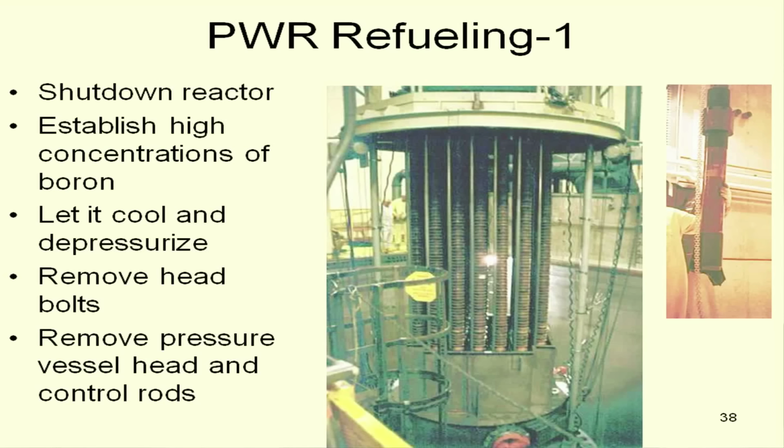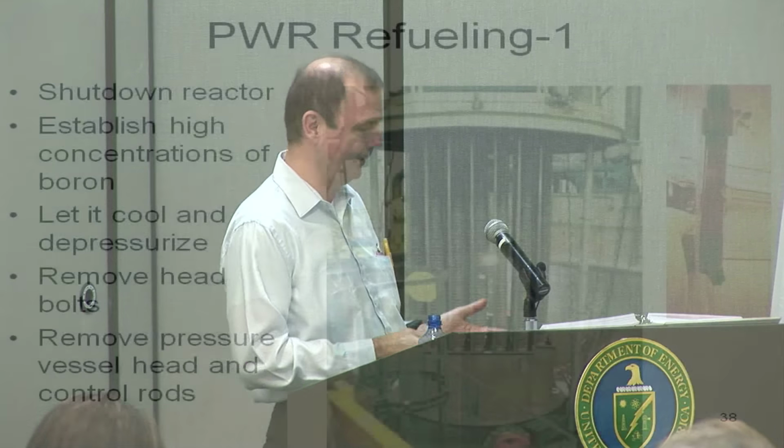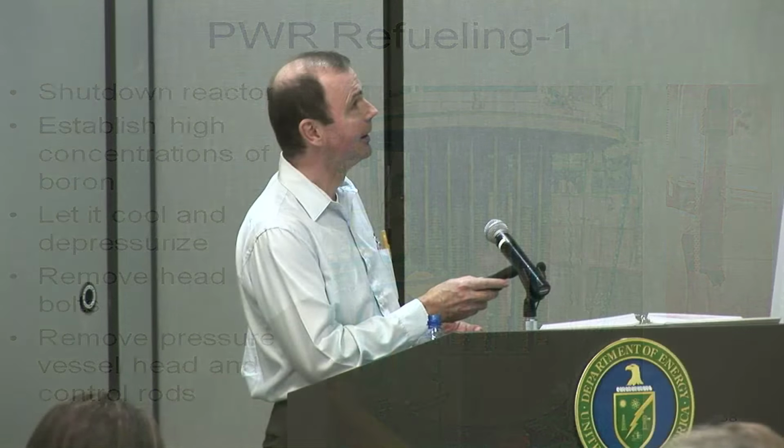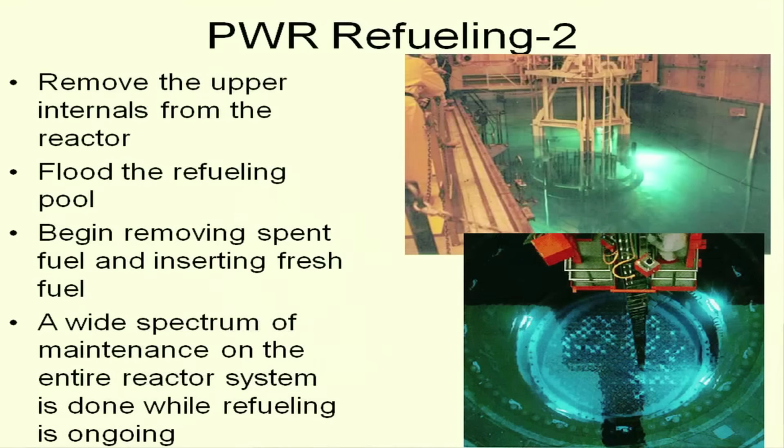A little bit about refueling. You do some pretty obvious things, like you shut down the reactor, let it cool off some, and then get it below boiling, and then lower the pressure to atmospheric. You put high concentrations of boron in the water to make sure you don't have a criticality issue. You remove the head bolts, and then the pressure vessel head and the control rods. This is the pressure vessel head up here, and the control rods are dangling down here as they draw them out. Then you remove the upper internals. There's a plate sitting on top of the fuel, and so you can access the fuel assemblies themselves.